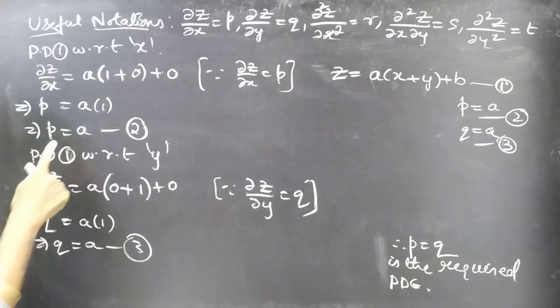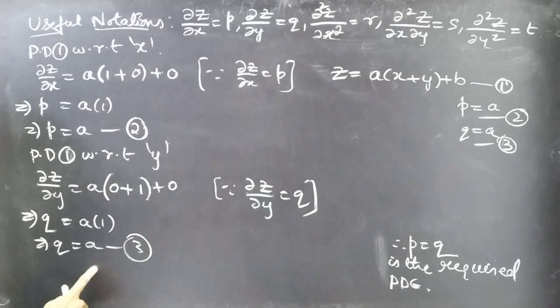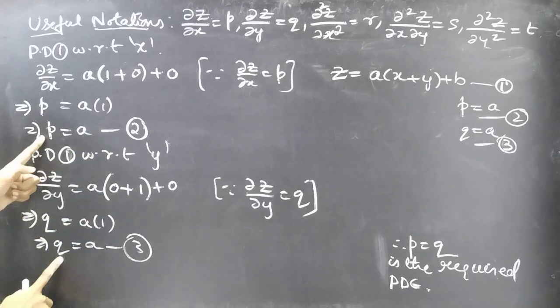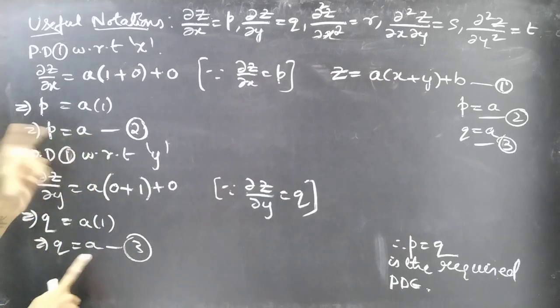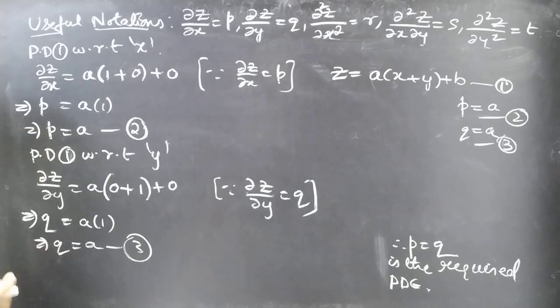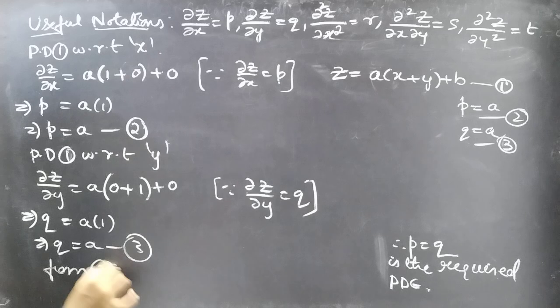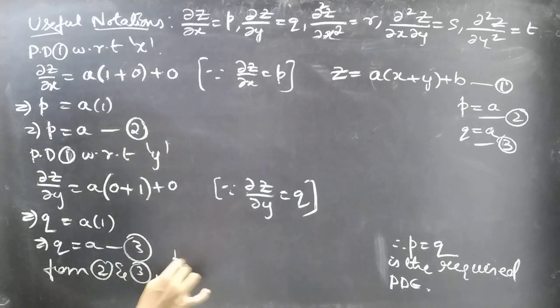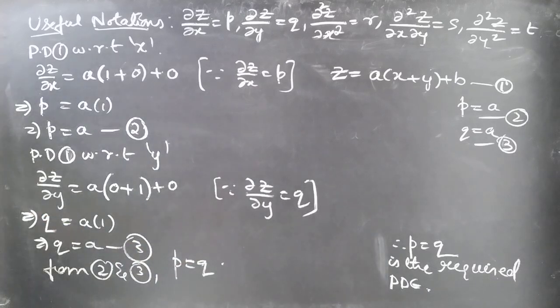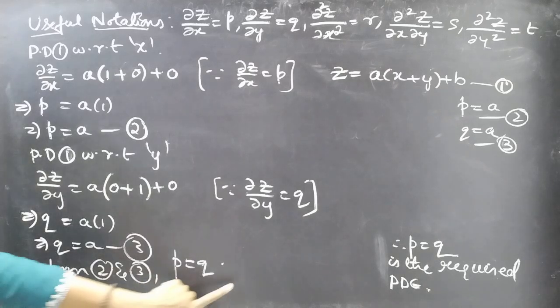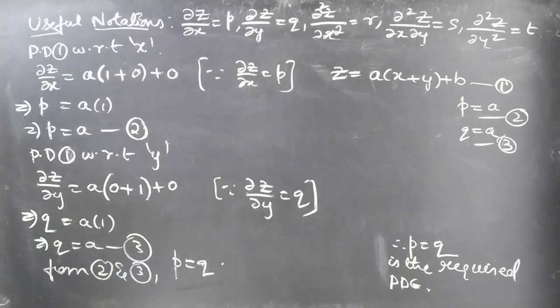So what we'll do is, since p equal to a, q equal to a, by observing these two we can say that p equal to q, since both are equal to a. So from 2 and 3 we get p equal to q. From this we can say that p equal to q is a required partial differential equation which does not involve any arbitrary constants, right? Fine.